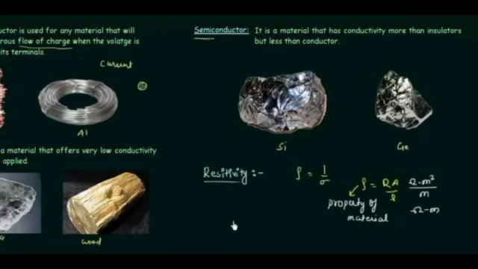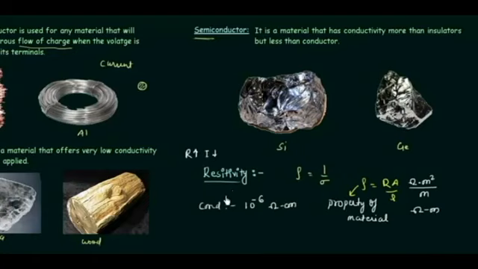Let's see the resistivity for the conductor. For conductor, it is 10 to the power minus 6 ohm centimeter. You can see the resistivity is very low, and it is obvious that if resistivity is high, the current is going to be low.